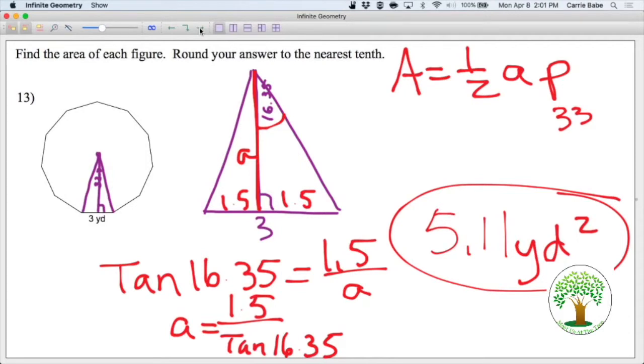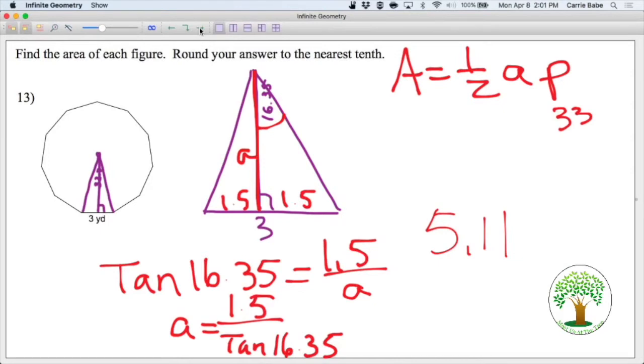Wait, no, but we haven't plugged that back into the apothem thingy. That's just the apothem. We're not done yet. What are you talking about? That's just the apothem. I'm gonna need a sticky note. All right, so this is just the apothem.